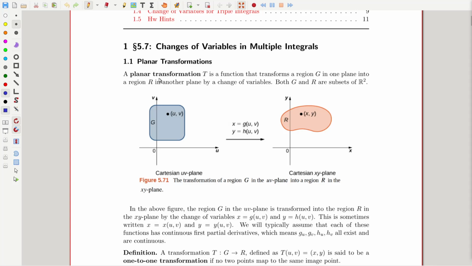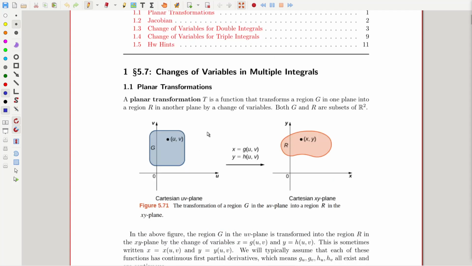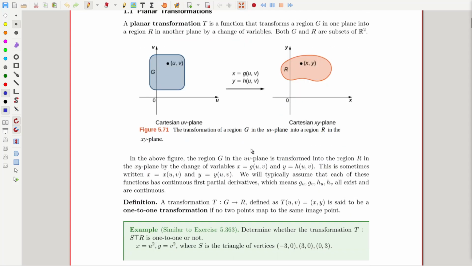So planar just means that it's of two variables, basically. There's going to be a section later on that involves transformations of three variables, but planar just means that we're dealing with two variables. You can see that G and R are subsets of R2, right? These are different coordinate planes. You can think of them as living in different spaces altogether, although they're both still some version of R2. And you have a transformation mapping from one to the other.